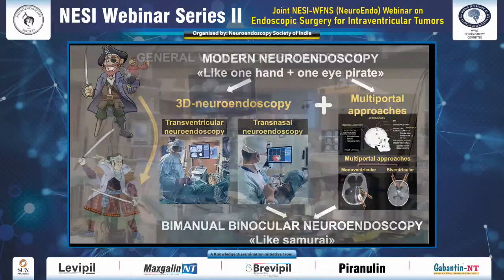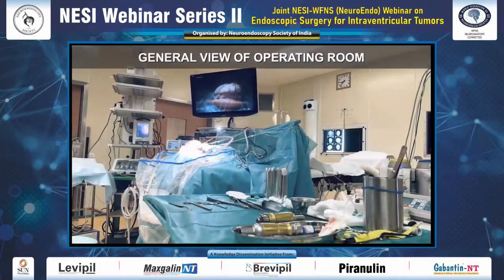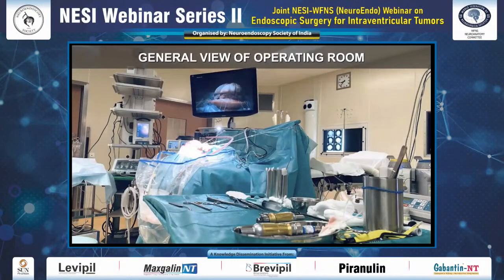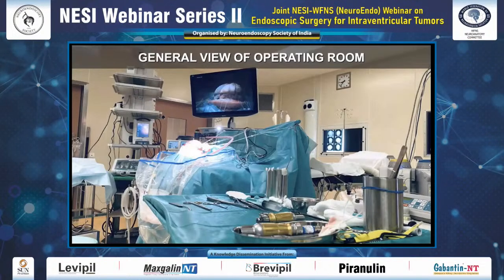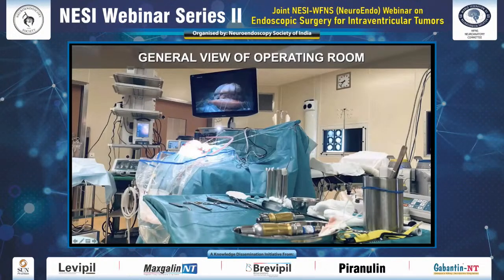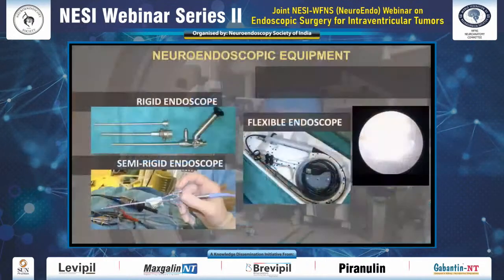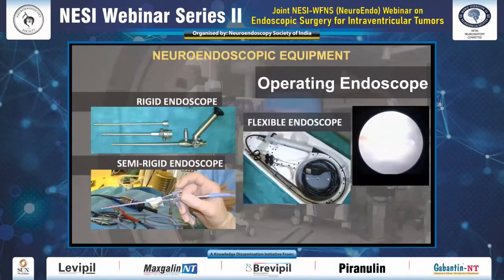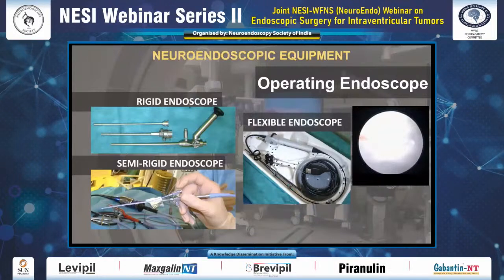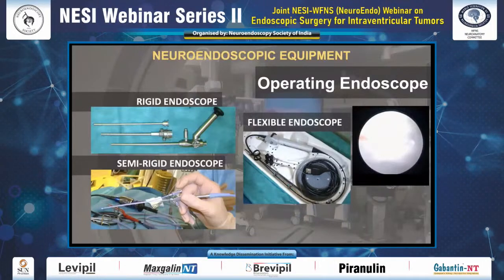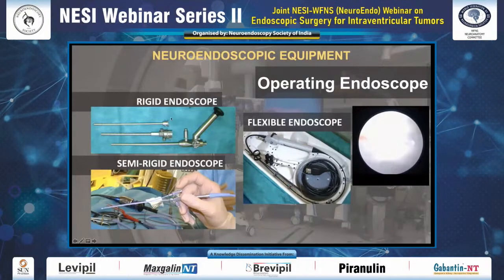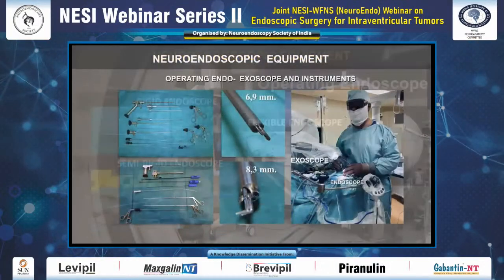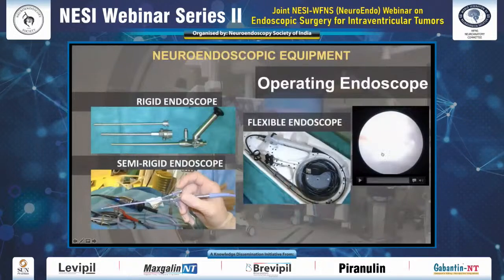For this kind of surgery, we need very good equipment, and this is a view of my operation room for this kind of surgery. This is the equipment and the 3D monitors and drills and so on. Most important equipment is the endoscope, and we use a lot of kinds of endoscopes, like a rigid endoscope from Storz, mainly from Storz, and flexible endoscope.